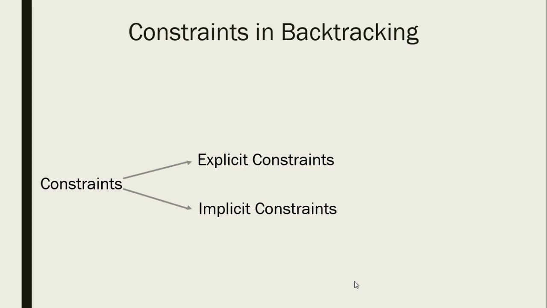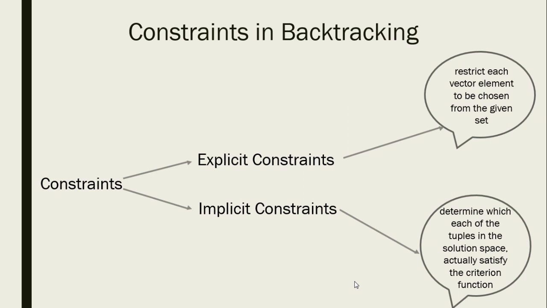So when I'm talking about constraints in backtracking, the constraints are of two types. One is explicit constraint, another is implicit constraint. What are the explicit and implicit constraints? Explicit constraints are rules which restrict each vector element to be chosen from the given set. And implicit constraints are rules which determine which of the tuples in the solution space actually satisfy the criteria function. So we have to understand here that backtracking is used for solving certain optimization problems, but it is applicable only when certain constraints are there.